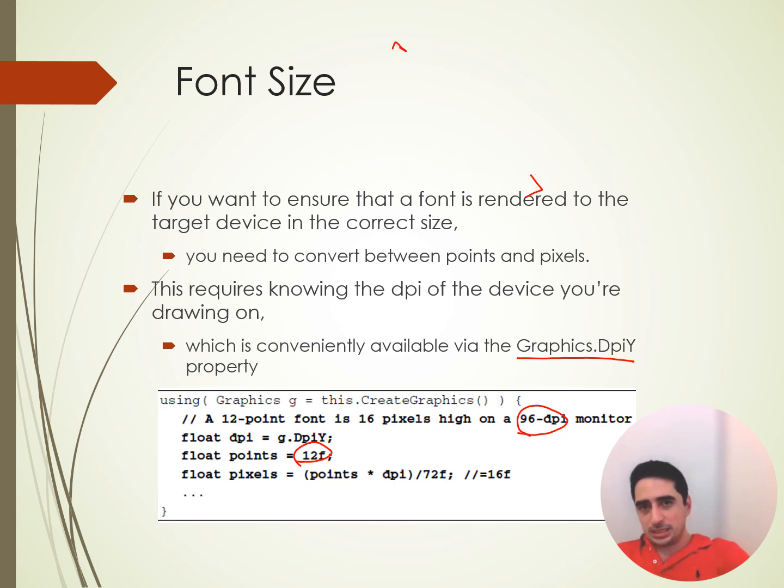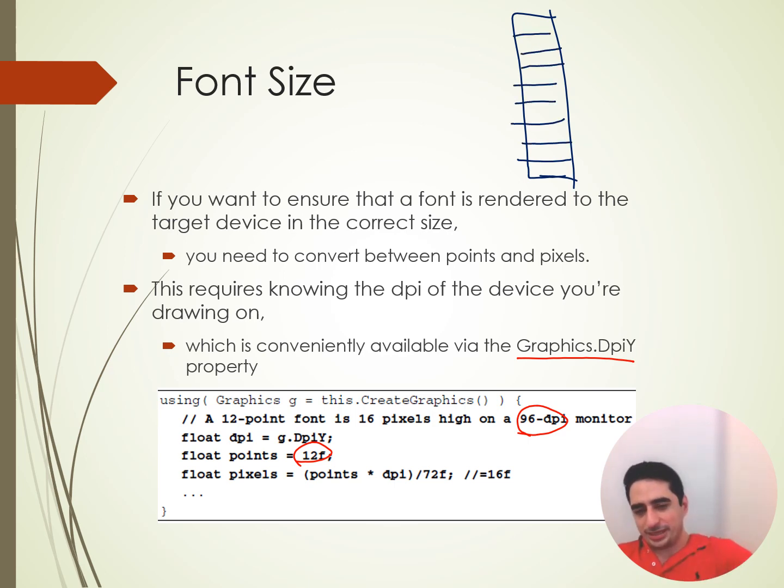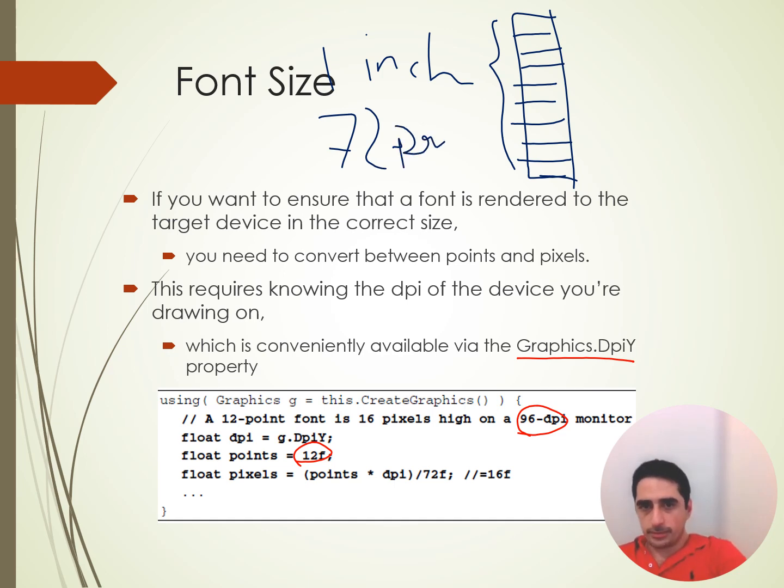If I want to illustrate what DPI is, you can think of it like this. Imagine you have a sequence of 96 pixels sitting on top of each other in a display that has a DpiY of 96. When you place 96 of them on top of each other, the height of this tower that you build is going to be equal to 1 inch, which is going to be equal to 72 points. So that's what DpiY means.